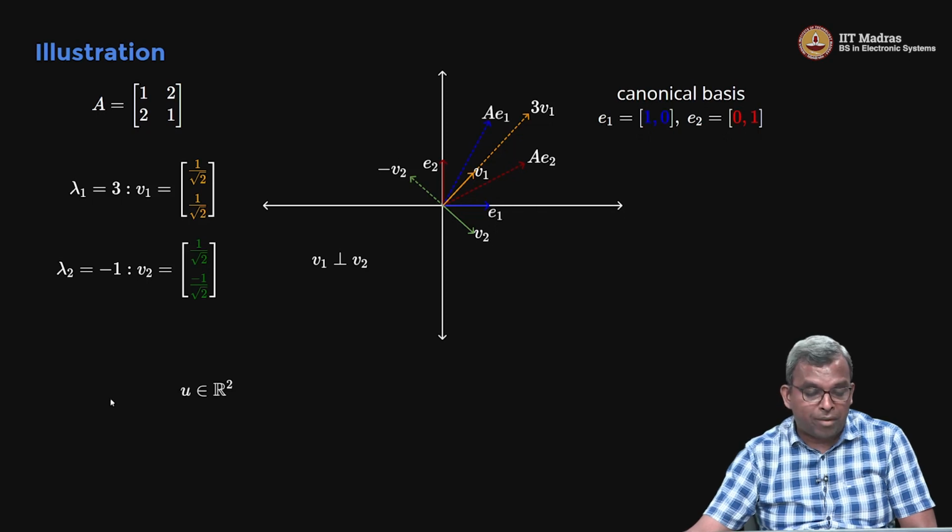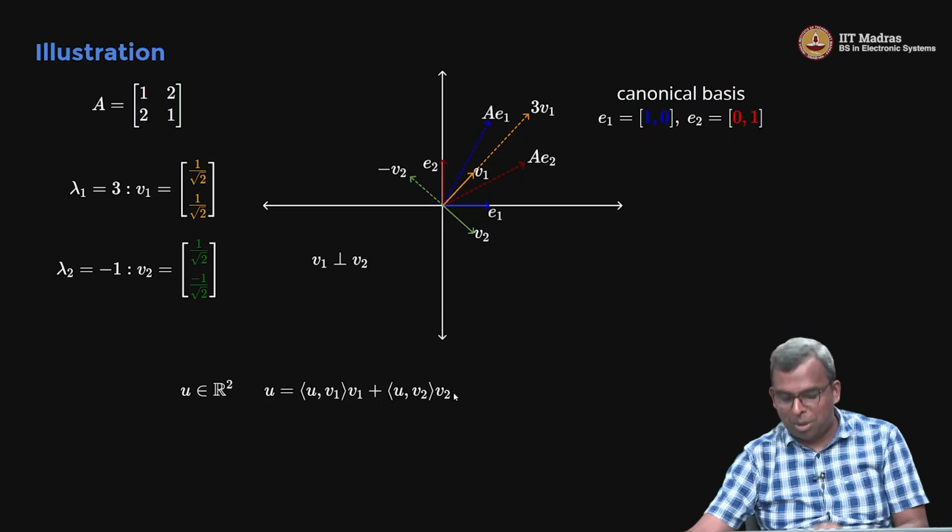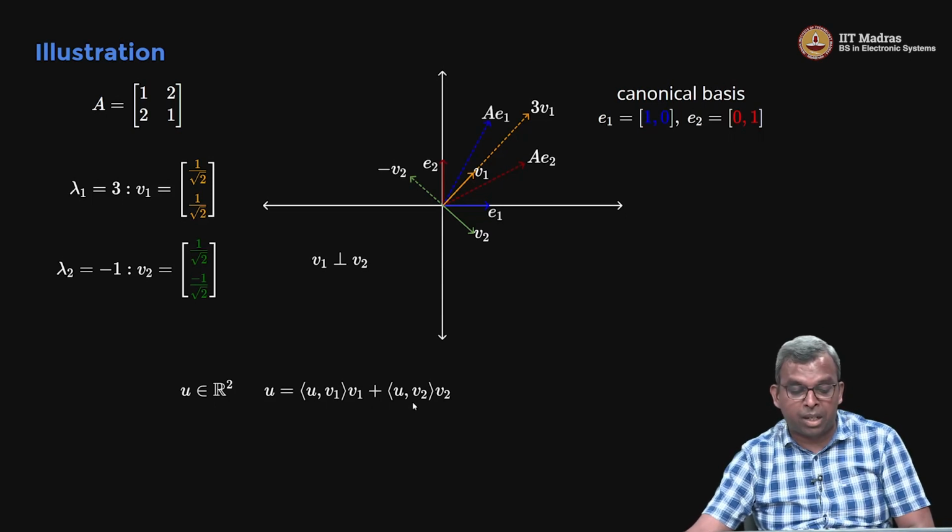Okay, so if you have an arbitrary U in R2, instead of expressing this U in the canonical basis, which is a little complicated, you can express it in the orthonormal basis V1, V2, and that is very easy to do. You just have to do <U, V1> V1 plus <U, V2> V2, right? So this is my orthonormal basis, so the coordinates are very, very easy to determine. Now what happens when I do AU, right? So AU is simply 3 times <U, V1> V1, because AV1 is just 3V1, right? And then minus <U, V2> V2, because AV2 is minus V2.